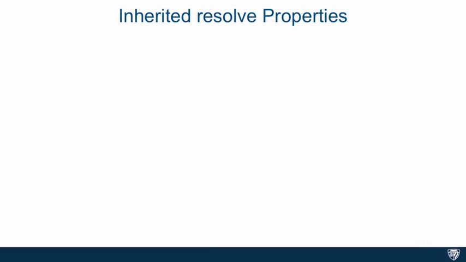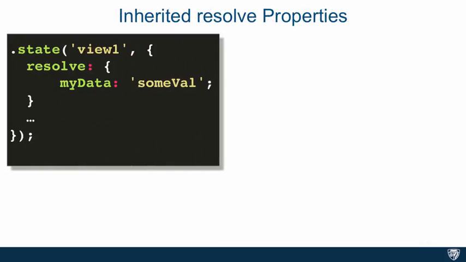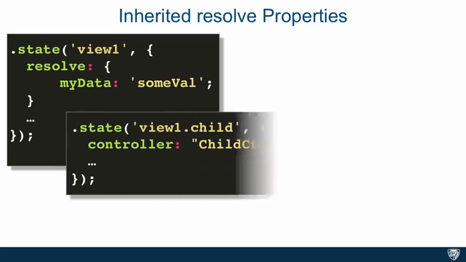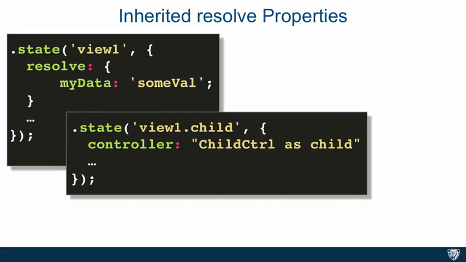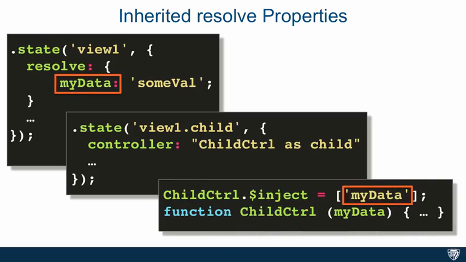As far as the inherited resolved properties, they would work as follows. Suppose the parent state declared a resolved property called myData. If there was a child state declared with a controller named childController, that would mean that we can inject the myData property directly into the childController function. In a lot of scenarios, this type of setup allows us to avoid extra server-side calls as we can reuse the data already prefetched when the parent state gets activated.